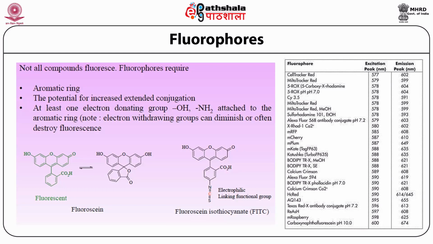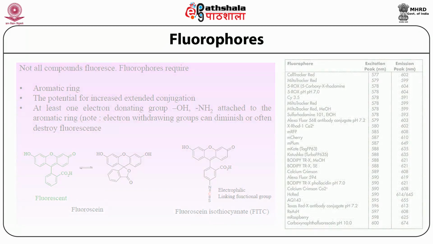So these are the extrinsic fluorophores, which have an aromatic ring with potential for increased extended conjugation, and at least one electron donating group such as OH or NH2 attached to the aromatic ring. You can see here the structure of fluorescein, which has fluorescence properties, but once it forms a bond or is cyclized, it loses its fluorescent properties. This is the list of different fluorophores used in biology and chemistry, and their excitation wavelength as well as emission wavelength are given here in detail.